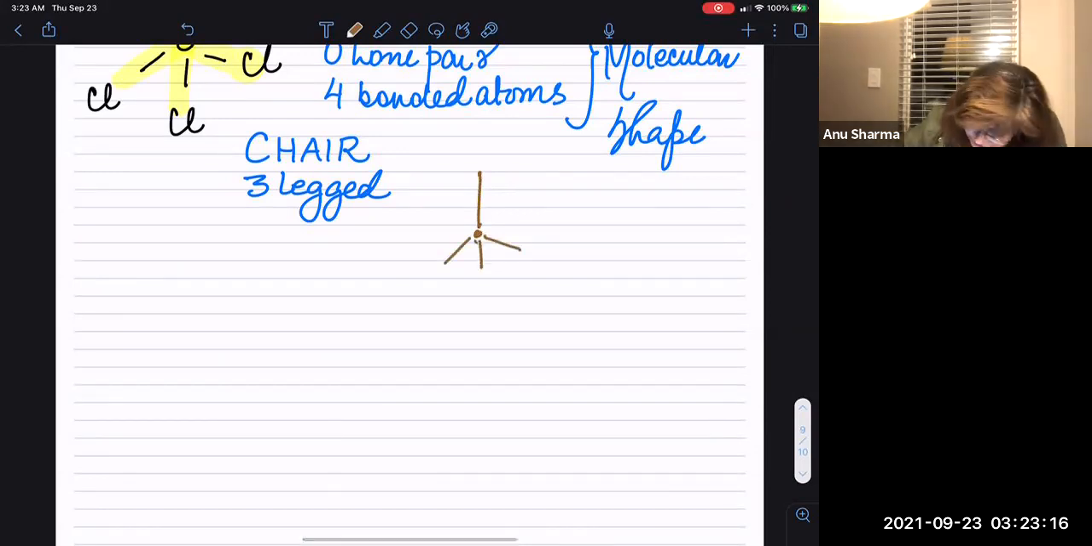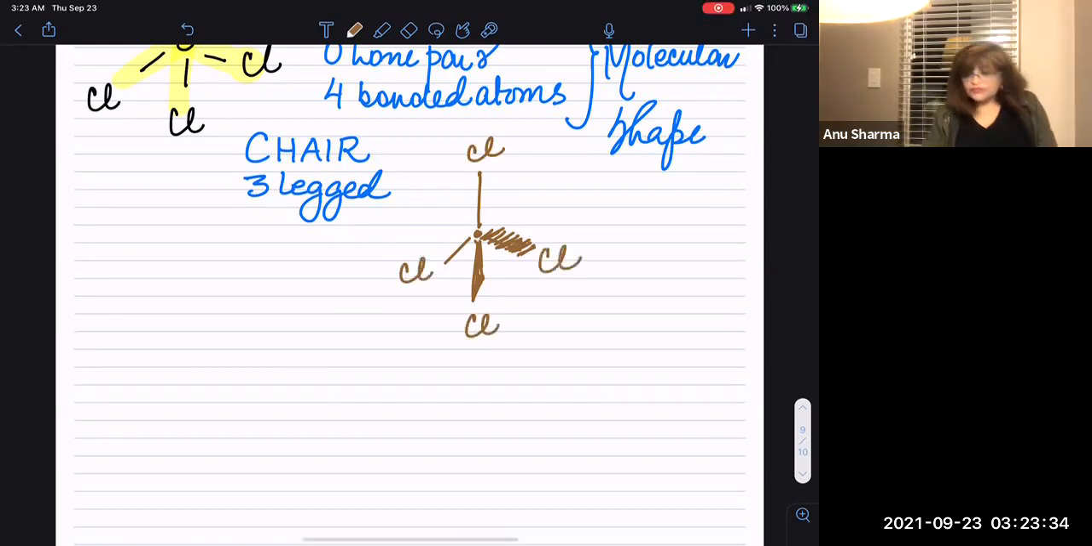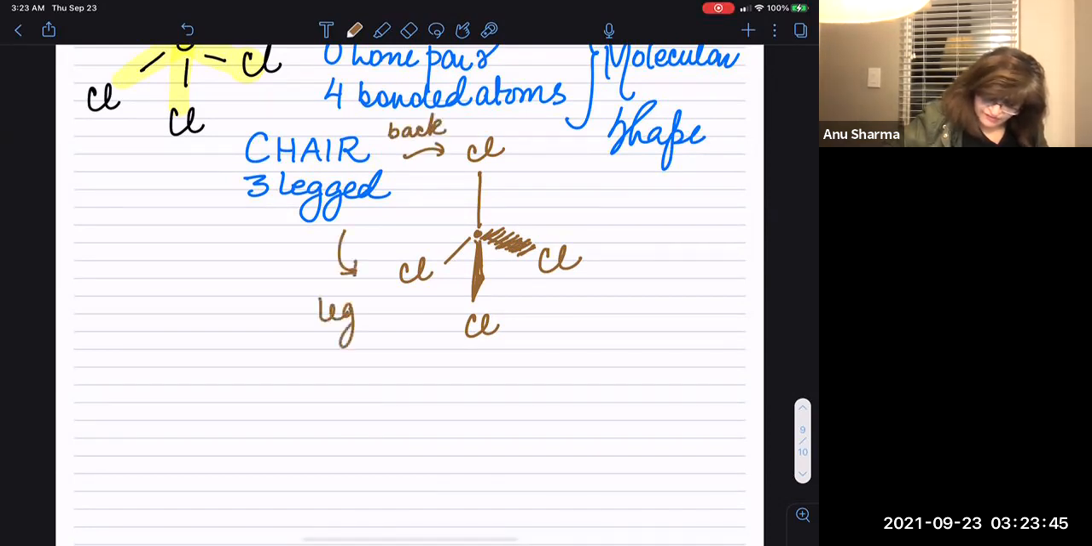So there's 1 in the front, facing front, which you're going to put dark. Then the 1 that is on the side, it doesn't matter which one, the one that is on the side is this. So there is this chlorine on top, the one with the 3 legs. So it's a 3-legged chair. This is the back, and the 3 are the legs.